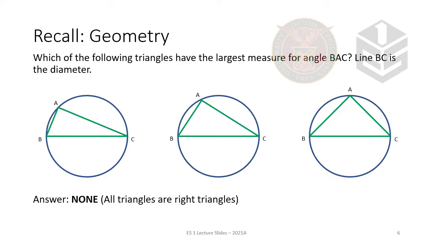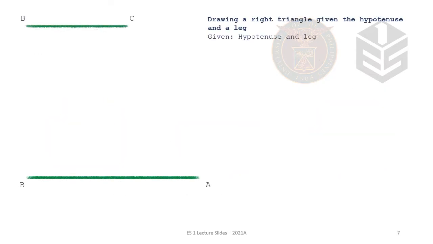So we have a property in geometry, or rather a theorem in geometry, which states that if a triangle is inscribed in a semicircle and one side of the triangle is the diameter, then the triangle is a right triangle. Okay. Now we are going to use this knowledge in order to draw a right triangle. So we have here AB as the hypotenuse, okay, and BC as one of the legs.